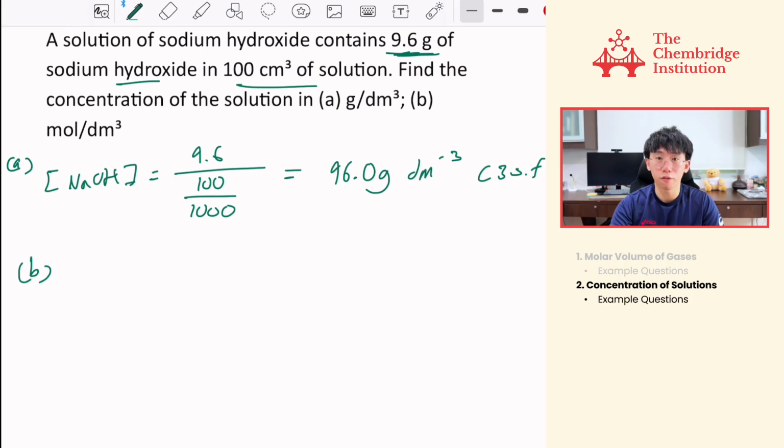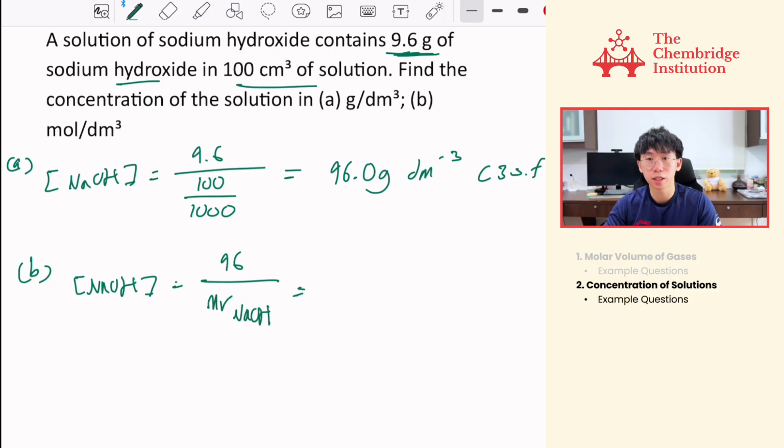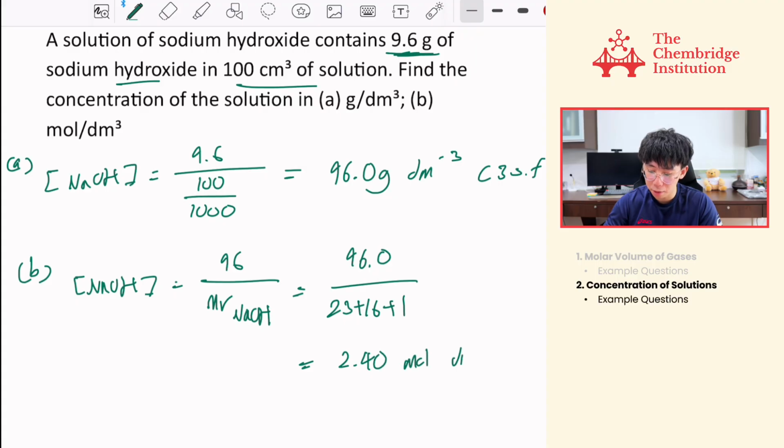Part B, we want to convert this to mole per dm³. So from gram per dm³, you can convert it to mole per dm³ by just taking the 96 and dividing it by the molecular mass of sodium hydroxide. So you can just calculate it like this. It's just 96.0 divided by 23 plus 16 plus 1, and this will give you a value of 2.40 mole per dm³. Again, leaving it at 3 sig fig.